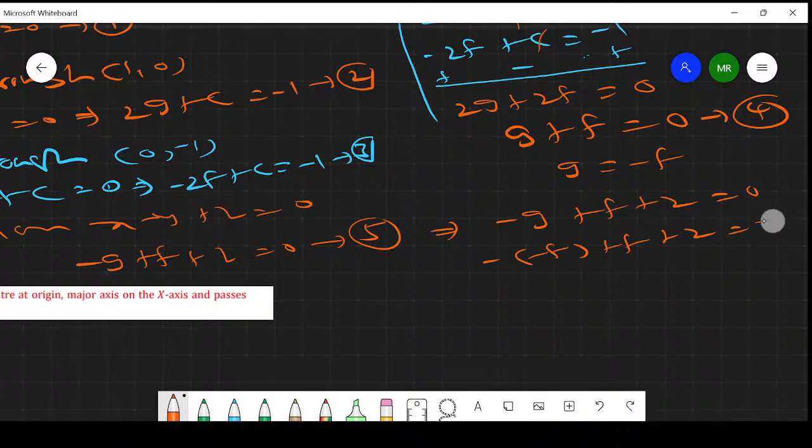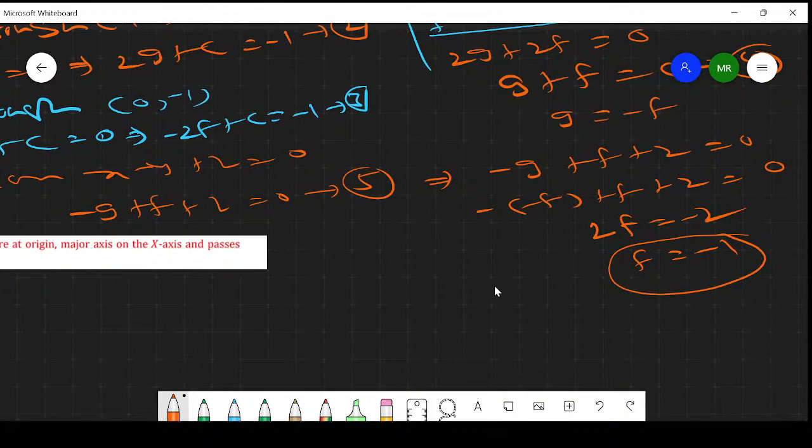Then we have minus of minus f plus f, 2f it comes. 2f is equal to minus 2, f is equal to minus 1. We got the f value as minus 1. But we know that g equal to minus f. Then f is equal to minus 1, g equal to 1 it comes. Therefore, g is equal to minus f, which is equal to 1. I got the g value and the f value.